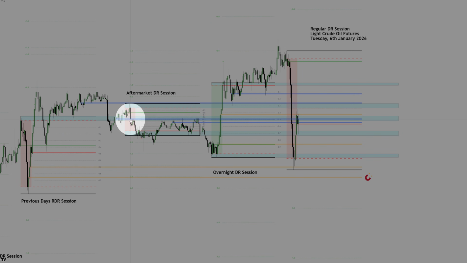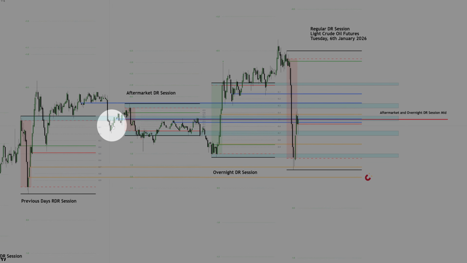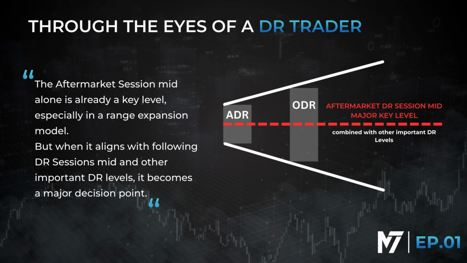Take a look not only at the aftermarket session mid, but also at the overnight session mid. Extend both of them to the right and combine them with the previous day's regular DR session highs. That combination creates a very important level for the day.